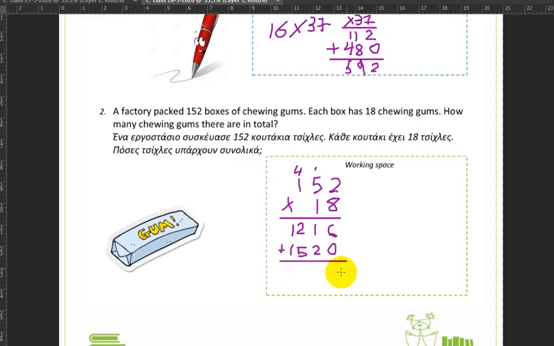And I add it all together. 6 and 0 is 6. 1 and 2 is 3. 2 and 5 is 7. 1 and 1 is 2. So my result here is 2,736.